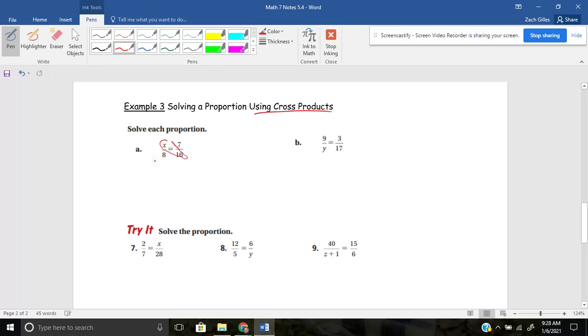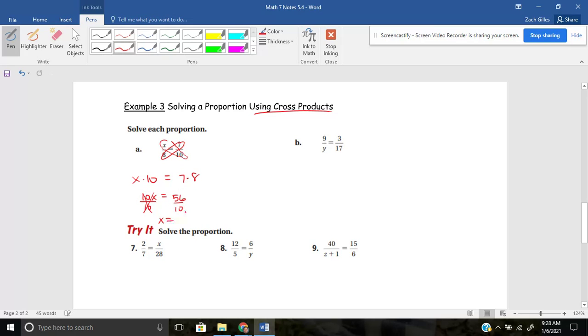So when I take x times 10, I'm going to write that as x times 10, I know that needs to equal 7 times 8. Well, 10 times x is just 10x equals 56. And then in my last step, what do I solve for x here? It's being multiplied by 10, so I divide by 10 on both sides.